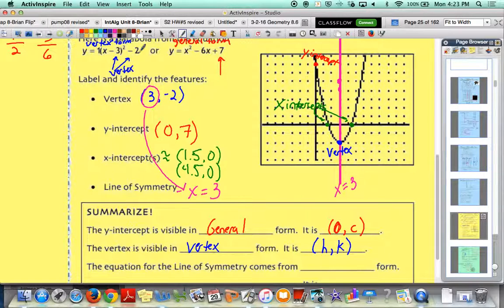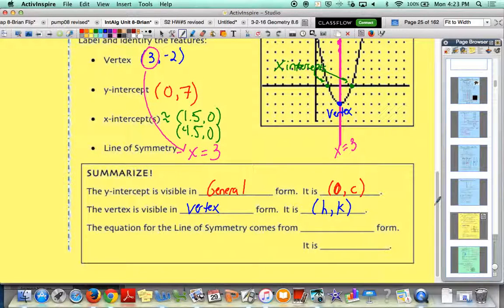In this case, we'll have to talk a little bit more about that on the backside, with why we would say the vertex is +3 and -2, even though you see a minus sign in front of both of those. But those two numbers are the vertex. X and Y value of the vertex.